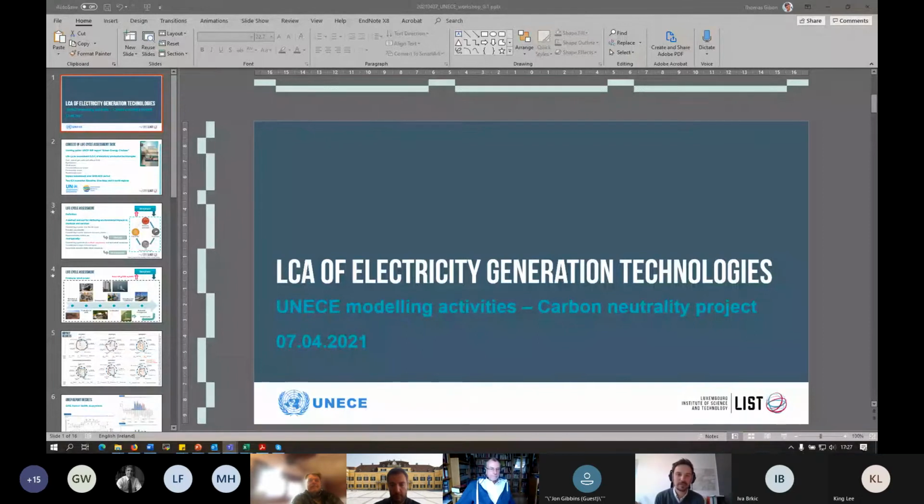Now we would like to talk about life cycle assessment, but focusing mostly on the electricity generation technologies. So that means excluding hydrogen production and usage, for example, and other things we talked about previously. But hopefully this is still relevant.